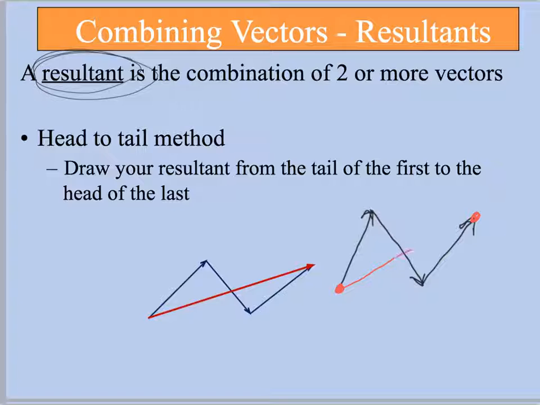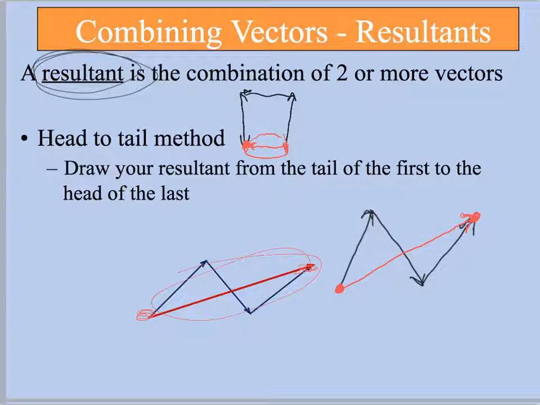So the combined resultant, the combined vector for all three of these vectors, would be this red line. And it's drawn from the tail of the first to the head of the last. That is the rule. So if I had, say, an arrow here, an arrow here, and an arrow here, and I said draw the resultant, well, this is the tail of the first, and this is the head of the last. So I would draw from the tail of the first to the head of the last, and that would be my resultant for that combination of vectors.